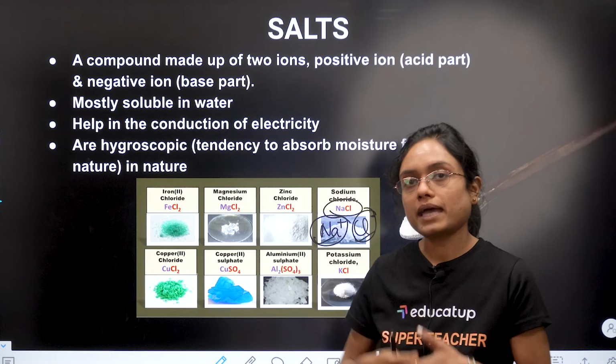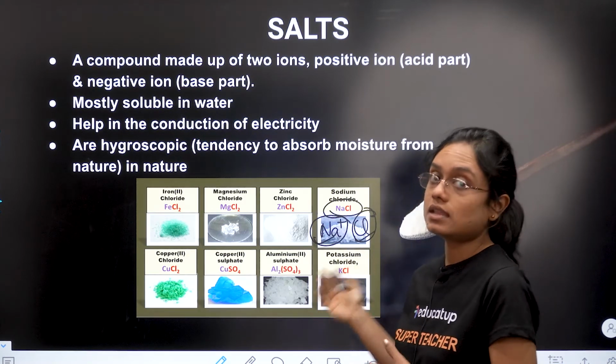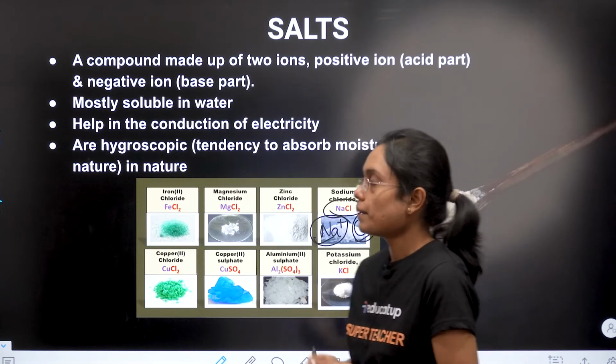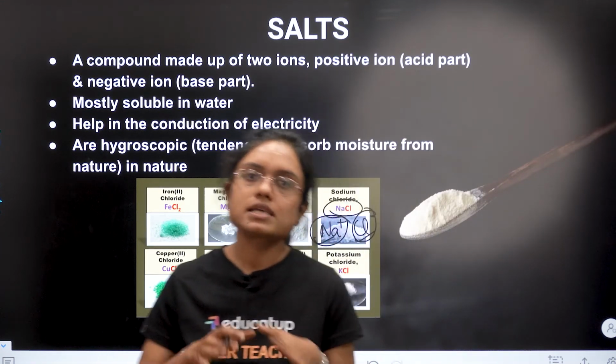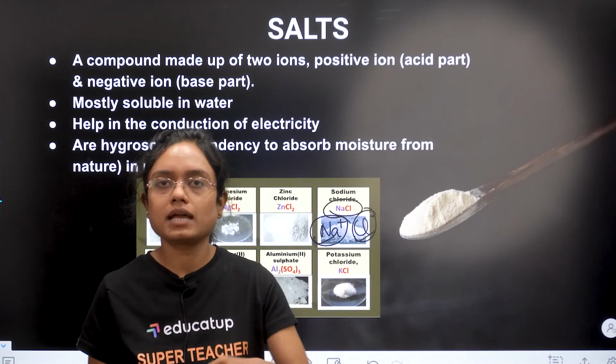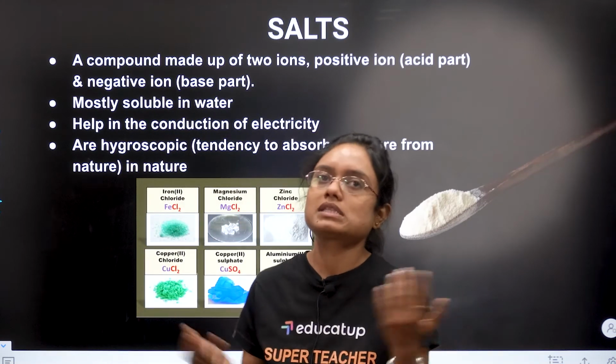They both have combined and form a salt, that is NaCl, and NaCl is your common salt, जो नमक हम खाते हैं वो. Mostly soluble in water. Salts are mostly soluble in water. ये हमें पता ही है. आप नमक को पानी में डालेंगे, it will dissolve completely, a soluble substance.